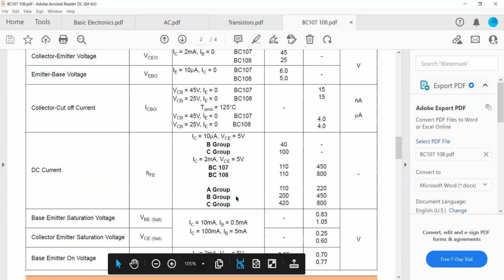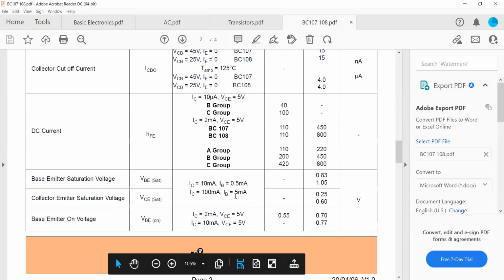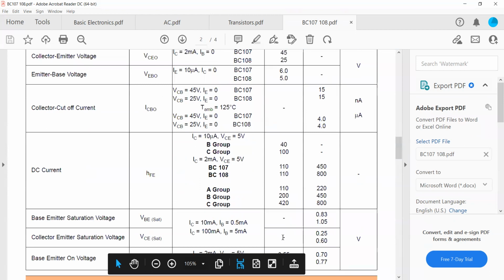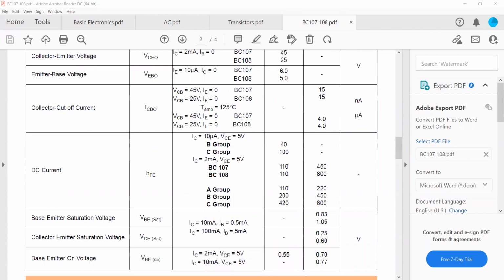Okay. We'll check a different transistor. Let's see this one.